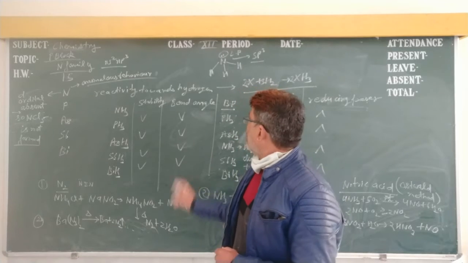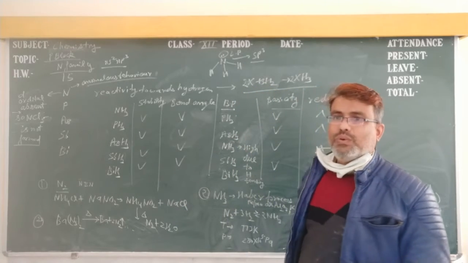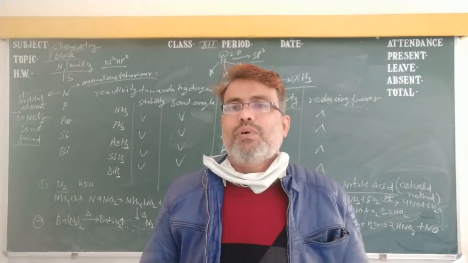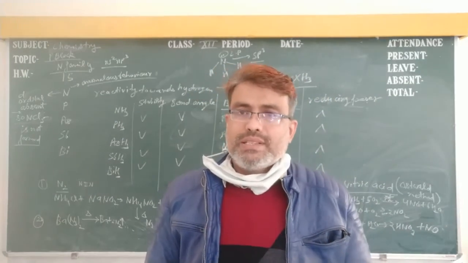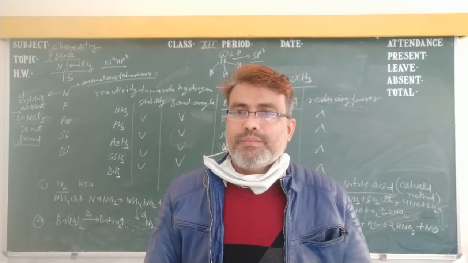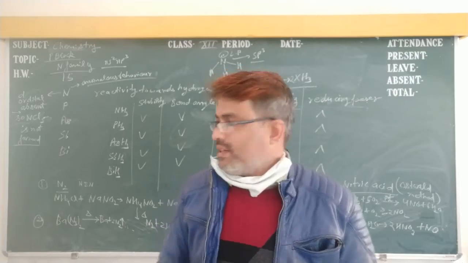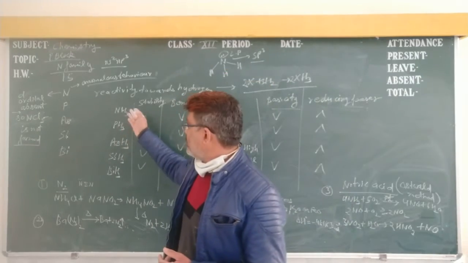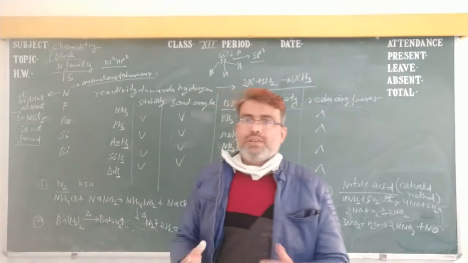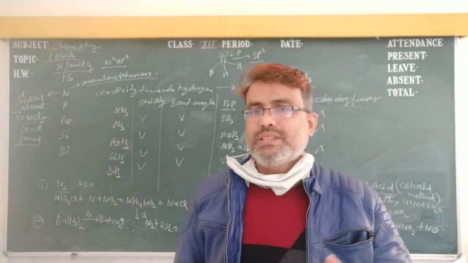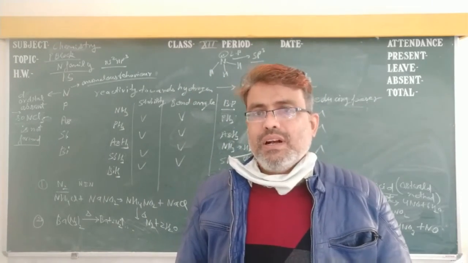Now the next point is boiling point. You all know that boiling point and melting point are proportional to molecular mass. As molecular mass increases, the boiling point and melting point also increase. According to that concept, if we move from NH3 to BiH3, the atomic number increases, so the atomic mass, or you can say the molecular mass, also increases.